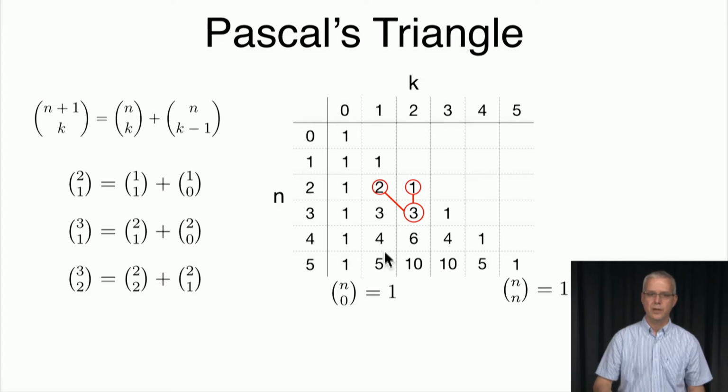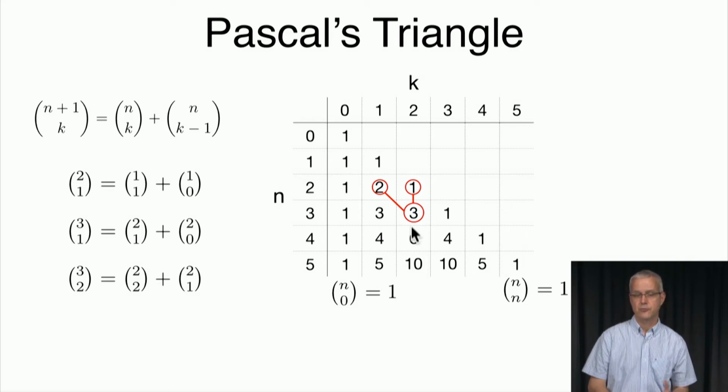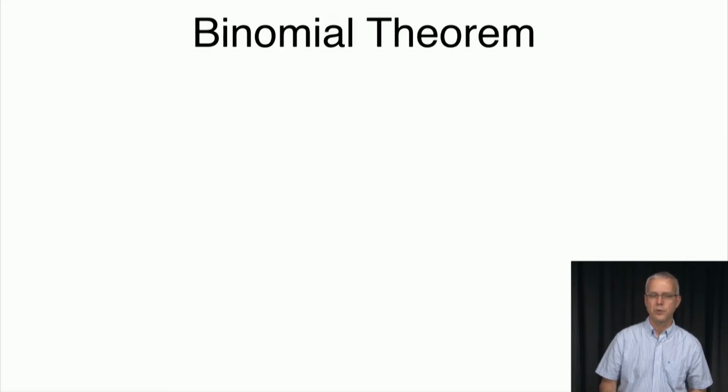And so on. We get 5, namely 4 plus 1, 10, 6 plus 4, 10, 4 plus 6, and 5, 1 plus 4. Okay, so this is Pascal's triangle. It shows in row n and column k, n choose k, and also we have a recursive way of calculating it by having each element as the sum of the element above it and the element diagonally up and to the left of it.